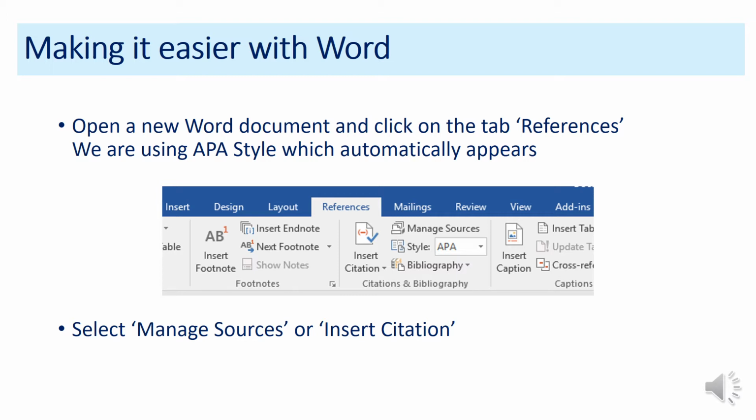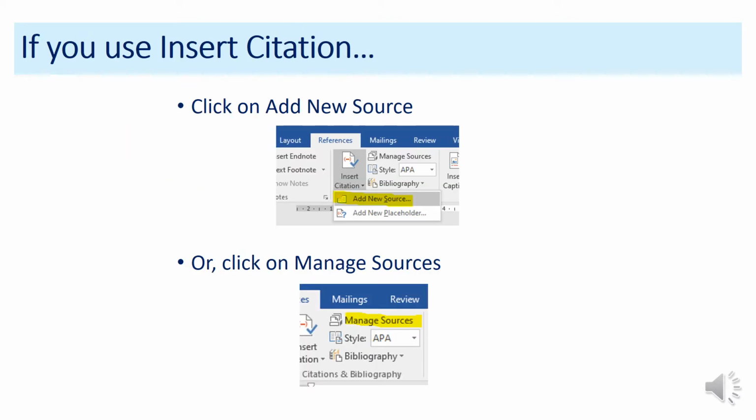So what we're doing is going into the References tab, and for those of you that are using MacBooks, you might not find managed sources. Those of you that do, we'll look into this as well. For those of you that are using insert citation, what you need to do is add new source. If you didn't have managed sources, you just need to click on add new source. For those of you that do have managed sources, please click on managed sources.